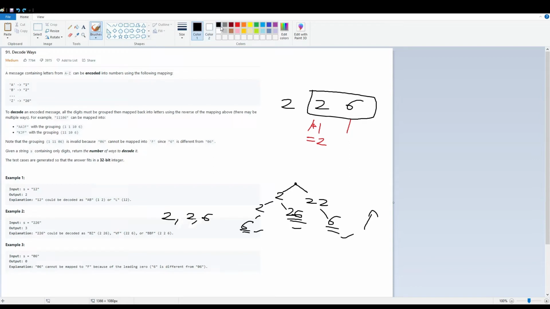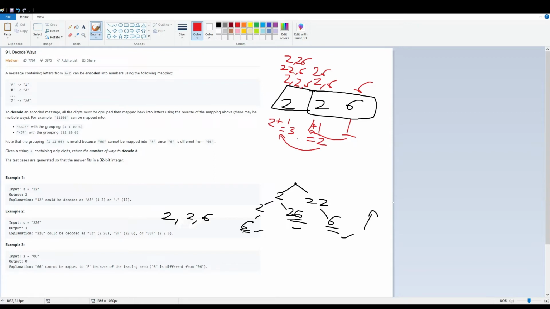And what if we had the whole string, 226? Well, the number of ways to decode it would be this answer here, 2, plus 1, which would be 3. Why 1? Well, if this number of ways would be 6, this number of ways would be 26, or 2, 6. This could be 2 2 6, or 22 6, or 2 26.